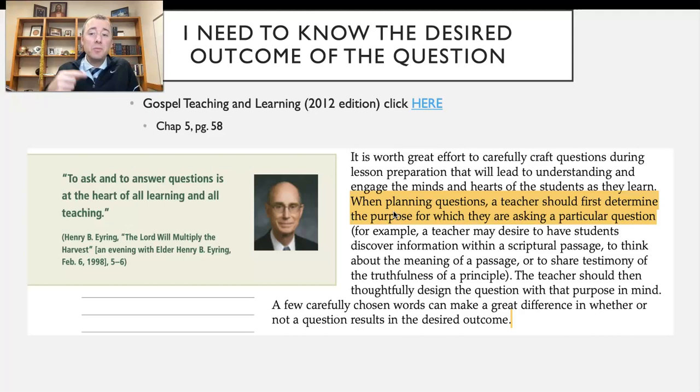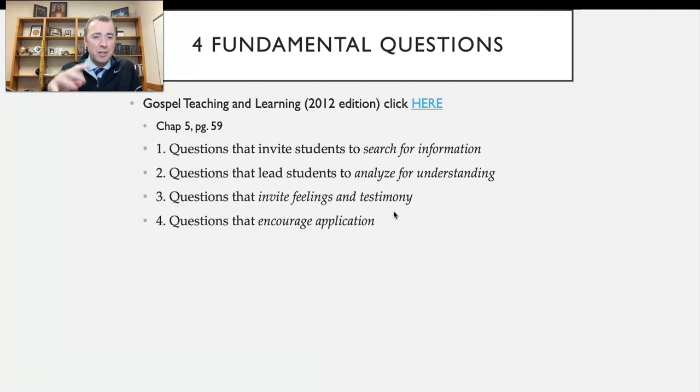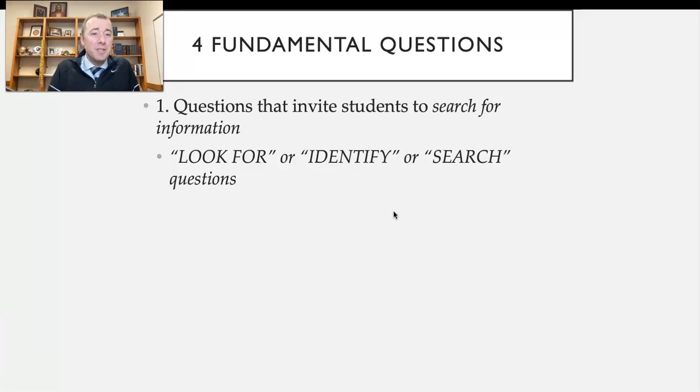And so let's get into these questions. What type of questions are there? There are four fundamental questions: search for, analyze, feeling questions, or that invoke feeling and testimony and encourage application. I use different words for them when I'm in training or when I talk about them. And so the first type of question that is a search for information, I call them a look for, an identify, or a search question.